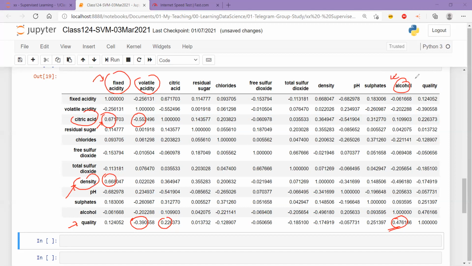Obviously, a wine is going to be better if I have higher alcohol, right? So the quality will be better if I have higher percentage of alcohol, right? But then there are other factors also, which are either negatively, volatile acidity is negatively affecting it, and citric acid is positively affecting it, right? So we have that kind of a scenario also.